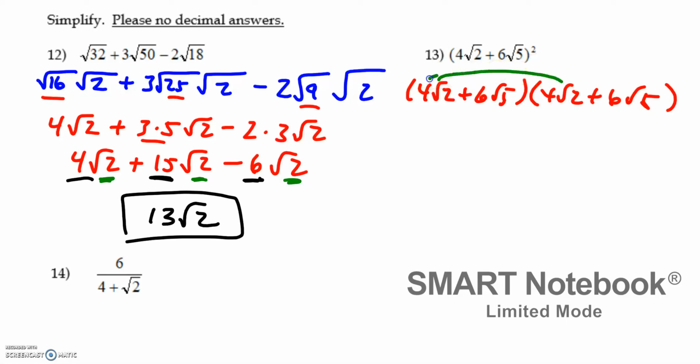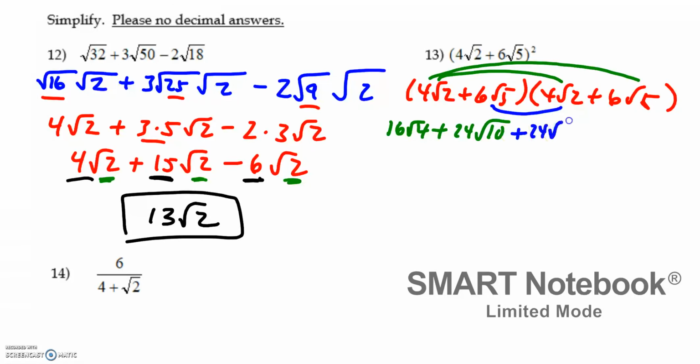So I have to distribute the 4 root 2 to both of these terms. So 4 root 2 times 4 root 2 is 16 root 4. 4 root 2 times 6 root 5 is 24 root 10. Switching colors. I now need to distribute this 6 root 5 to both terms. 6 root 5 times 4 root 2 is 24 root 10. 6 root 5 times another 6 root 5 is 36 root 25.